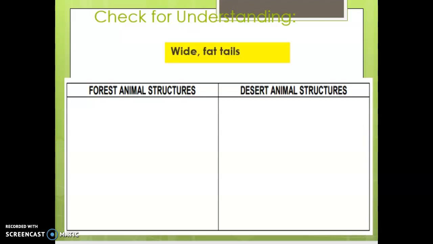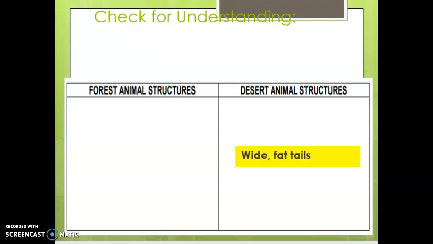Wide, fat tails. This structure is most helpful in the desert ecosystem. Remember that some animals, like desert lizards, store fat in their tails, which they can use for energy or food when there aren't many resources around.